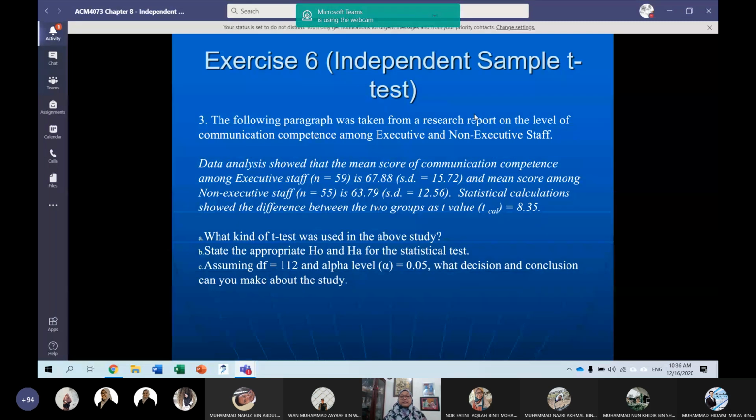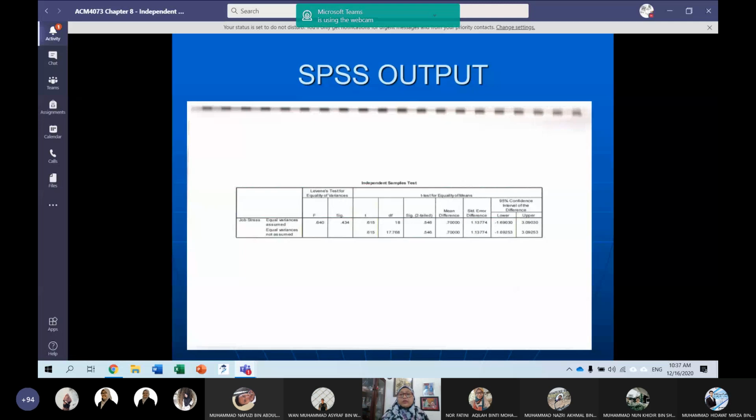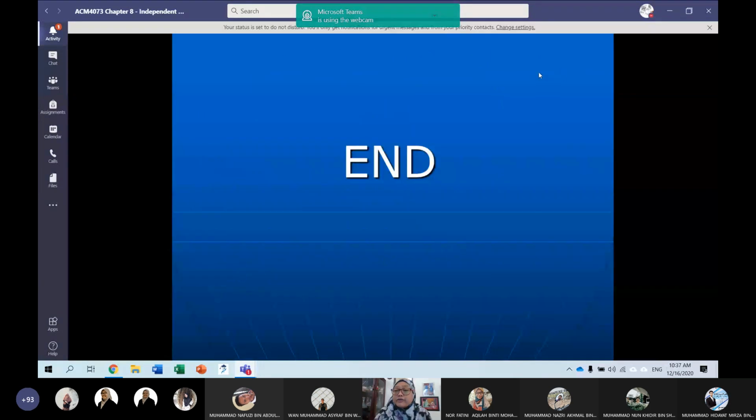This is the next exercise, just for exercise, so you can always be familiar with the system. So with that, thank you so much for being with me for this independent sample t-test.